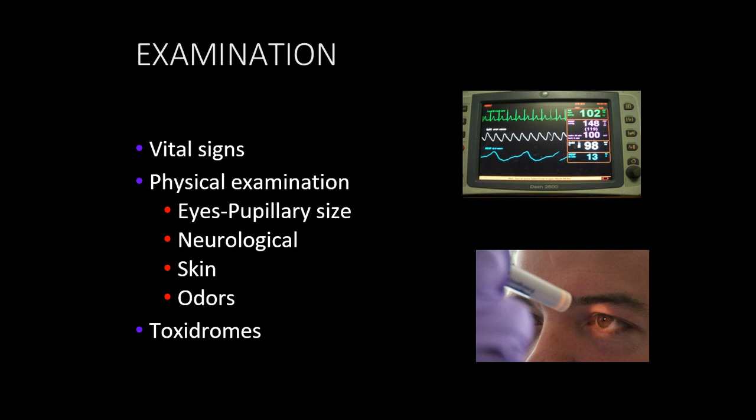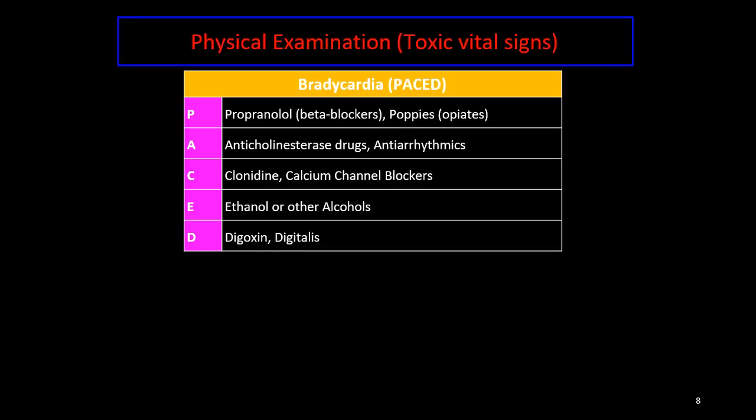Digoxin, very good. Digoxin toxicity you all know. Anything else? So beta blocker, digoxin, any poison? Okay, OP, anything else? Sulfos. Sulfos is basically a cardiotoxic poison. Not necessarily will you always find a bradycardia, but it is a cardiotoxic poison. It definitely impacts the heart functions. Okay, so this is the list. The mnemonic is PACED. Propranolol, anticholinesterase drugs, clonidine or calcium channel blockers, ethanol or alcohols, and digoxin or digitalis.